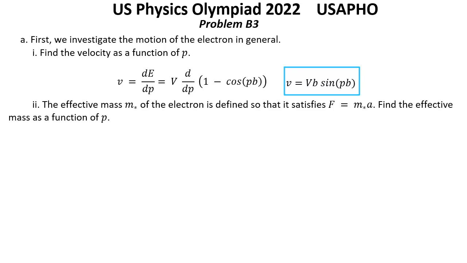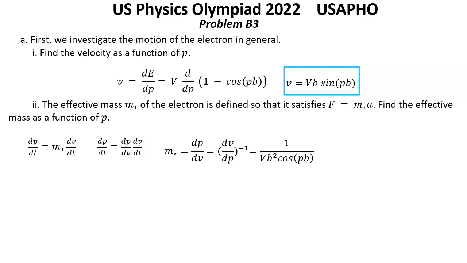Second one. The effective mass m star of the electron is defined so that it satisfies the equation F equals m star a. Find the effective mass as a function of P. Solution. By definition, we have force F equals dP over dt, which is m star multiplied by acceleration, which is dv over dt. So by the chain rule, we have dP over dt equals dP over dv multiplied by dv over dt, and putting this expression into the first formula and cancelling dv over dt, we have m star equals dP over dv.